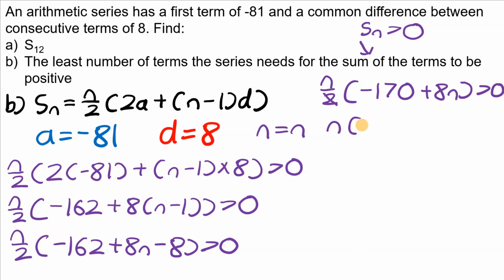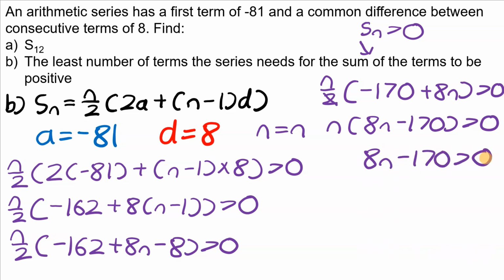I'm going to write this the other way around as 8n minus 170 is bigger than 0. Now from here you might be tempted to divide both sides by n to just leave us with 8n minus 170 is bigger than 0. If you did this, this would give you the correct answer, but if you did this in an exam, I think you would lose marks, because you can't divide by n here, as n could be equal to 0, and therefore you're technically dividing by 0, which mathematically you can't do.